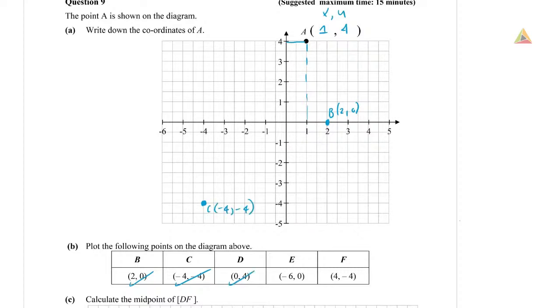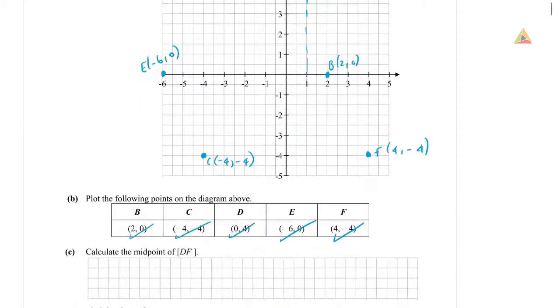Next point is 0 and 4. So 0 on the x-axis, 4 on the y-axis, which is here, which is the point D. So 0 and 4. And then we have the point E, which is minus 6 and 0, which is here. So that's the point E, which is minus 6 and 0. And then finally the point 4, minus 4, which is going to be here. So that's the point F, which is 4 and minus 4. Okay, so they're the points that are plotted.